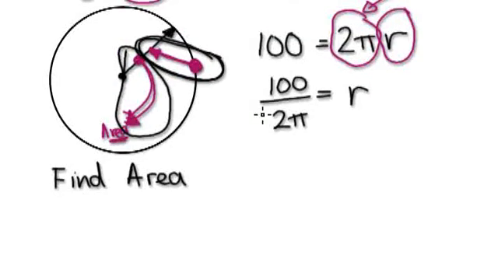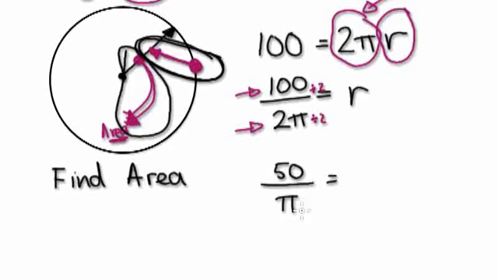Now, it's an even number, so divide top by 2, divide bottom by 2. So this would be 100 divided by 2 is 50. 2 pi divided by 2 would be pi. And then this will be r. So the radius of this circle here is 50 over pi.